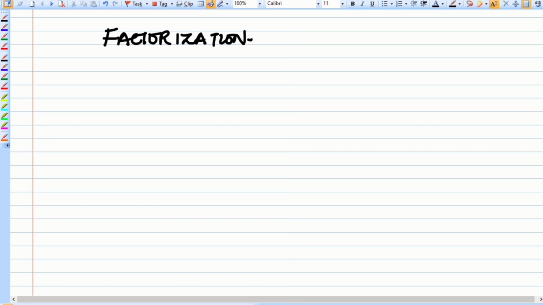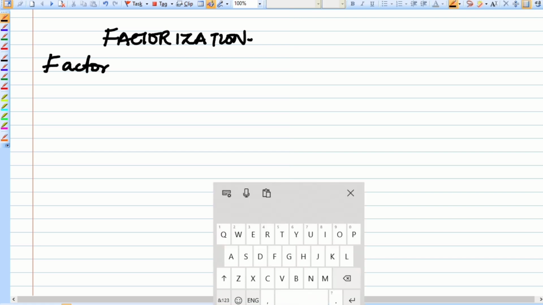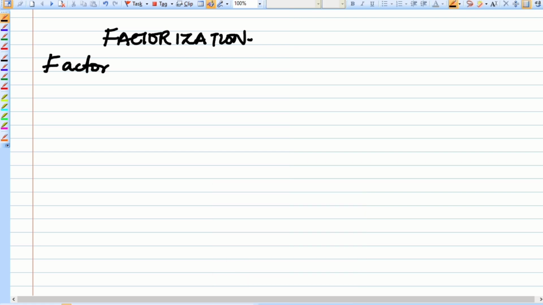So, today we are going to look at a topic, factorization. Before we even talk about factorization, what's a factor? When we say factor, what do we mean? So, factor simply means a number that can divide another number without having any remainder.